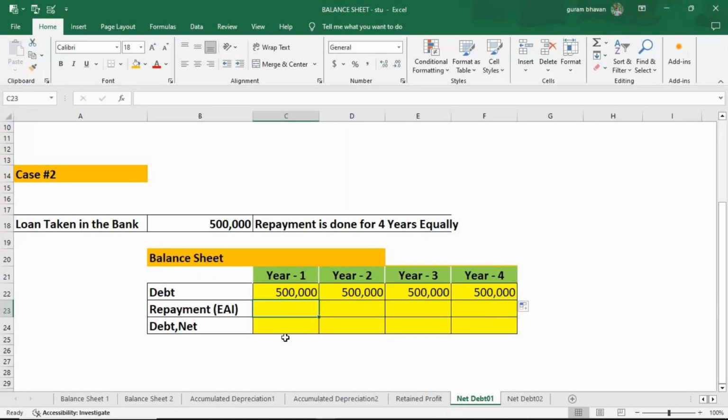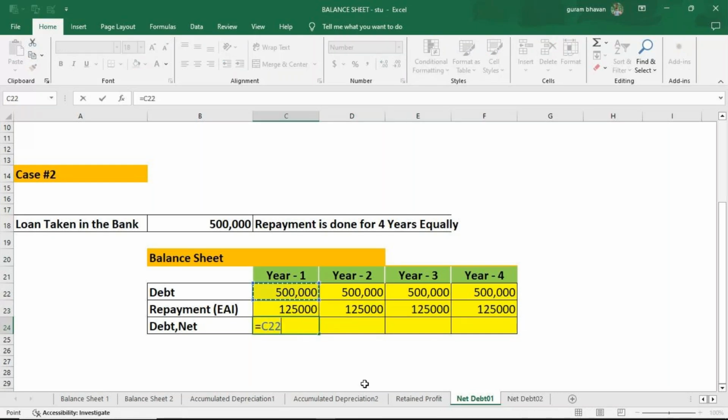So they are telling EAI, that is equal annual installment, equals 5 lakh divided by 4, as I am going to pay over 4 years. So this is going to remain the same. Every year I am going to pay 1,25,000. So debt: first year debt amount minus repayment. This will be equals previous year debt amount, the remaining balance.